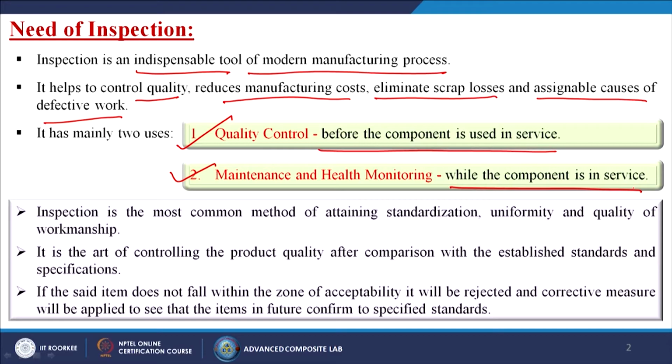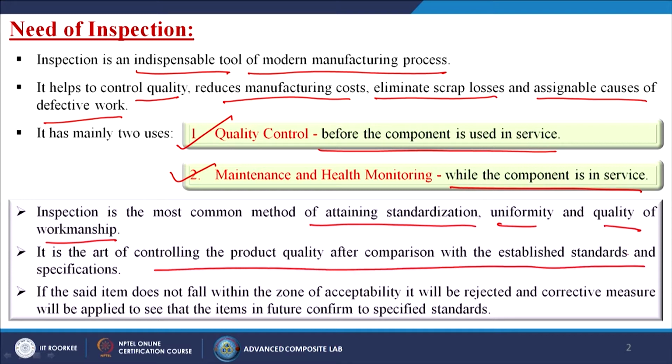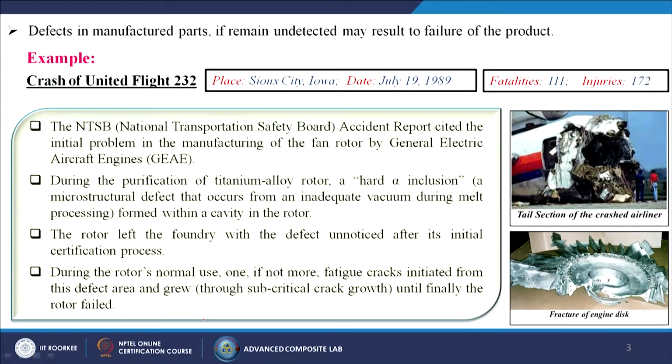Inspection is the most common method of attaining standardization, uniformity and quality of workmanship. It is the art of controlling product quality after comparison with the established standards and specifications. If the item does not fall within the zone of acceptability, it will be rejected and corrective measures will be applied to see that the items in future conform to specified standards. Defects in manufactured parts, if they remain undetected, may result in failure of the product.